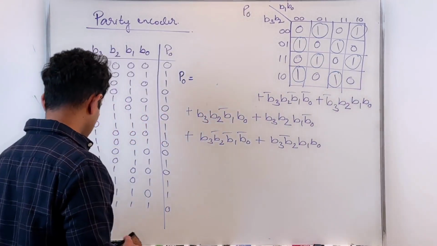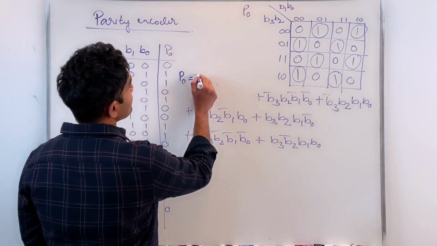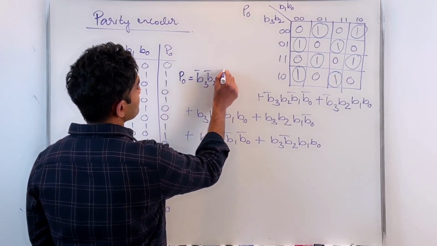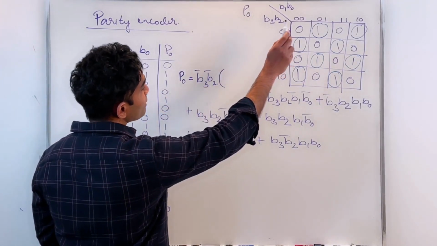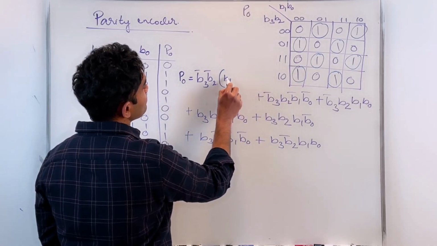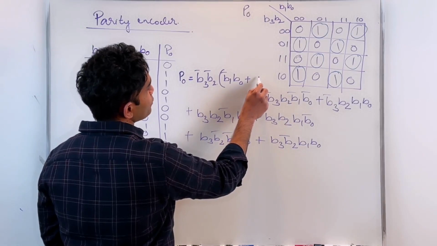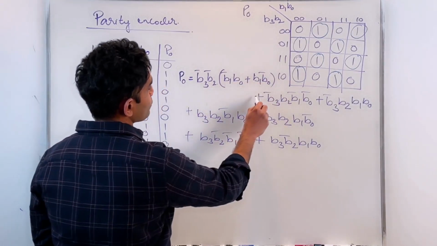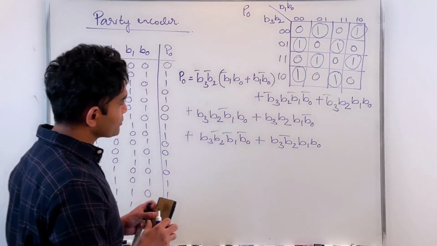Okay. So that will become B3 prime, B2 prime, comes out, and then I have B1 prime, B0, and B1, B0 prime. And then of course I still have these expressions. I'll do exactly the same thing for the rest of them as well.